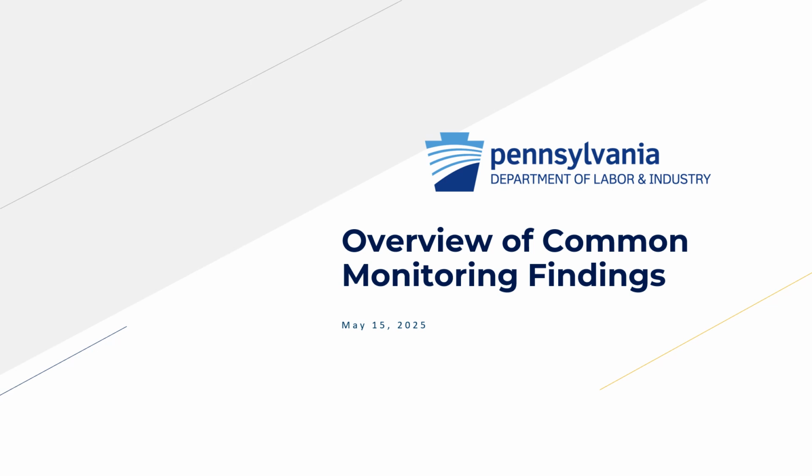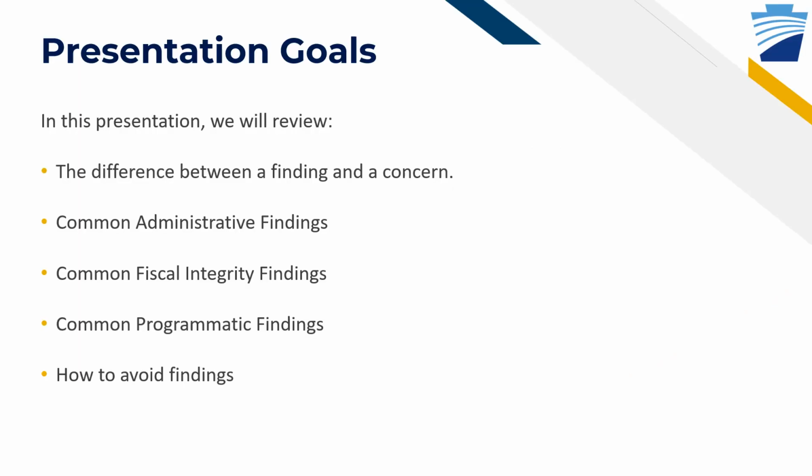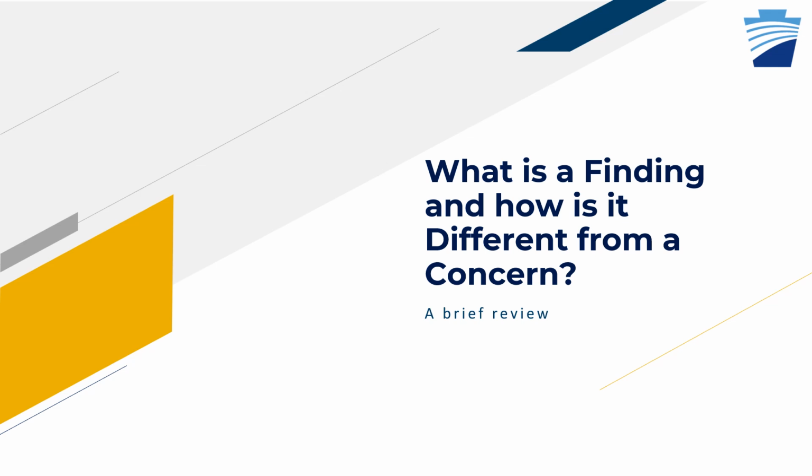Hello. Today we'll be providing an overview of BWGA Oversight Services Common Monitoring Findings. In this presentation, we will review the difference between a finding and a concern, common administrative findings, common fiscal integrity findings, common programmatic findings, and how to avoid findings. First, let's take a look at what a finding is and how it differs from a concern.